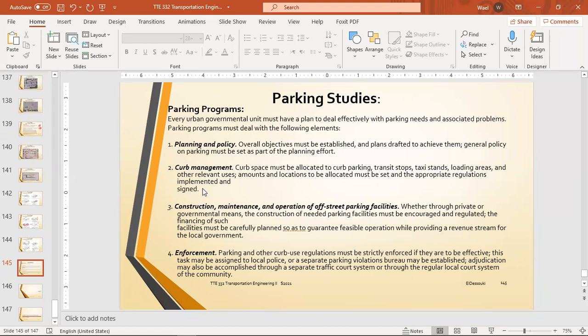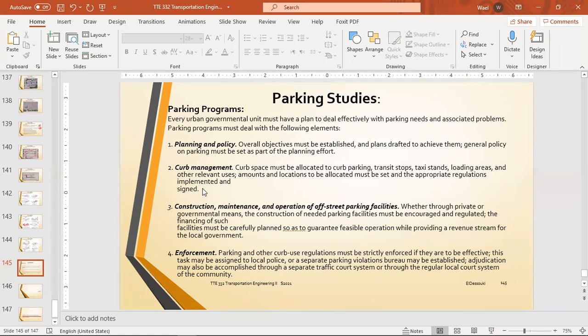Okay, we are going to conclude the parking studies section with the parking programs. Every urban governmental unit must have a plan to deal with effective parking needs. So we have the planning and policy, we have the curb management, we have the construction, maintenance, and operation of off-street parking facilities, and the enforcement. What do we mean by this?